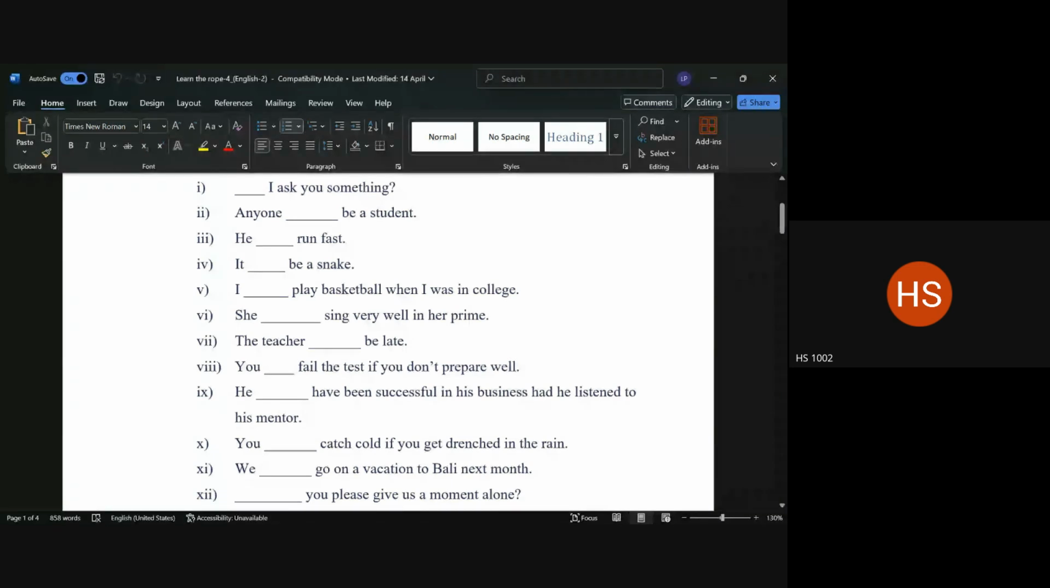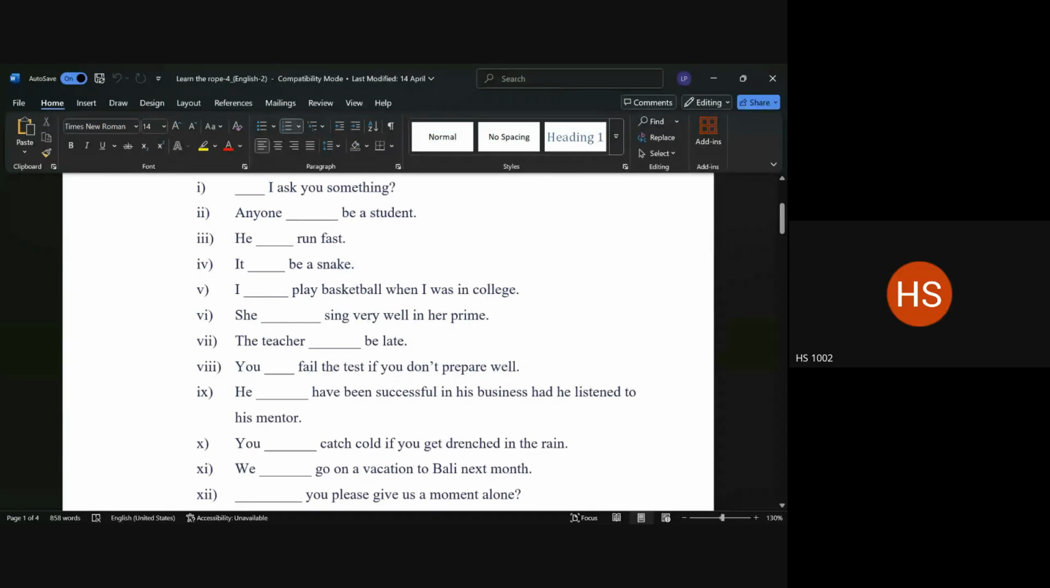Next one, the teacher dash be late. Might. Will be late. Might be late, yes. Will be late. The teacher will be late, if pre-informed due to some circumstance, can be true, maybe. Yeah, the teacher will be late could be true if there's a context to it. Like if she's busy in a meeting or something.